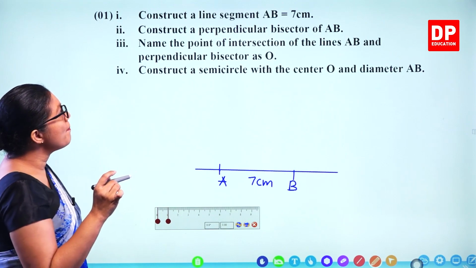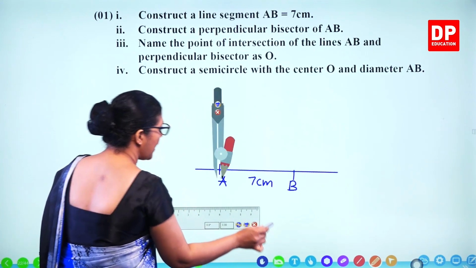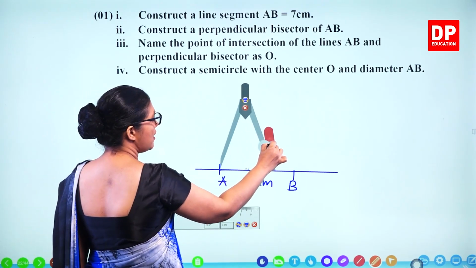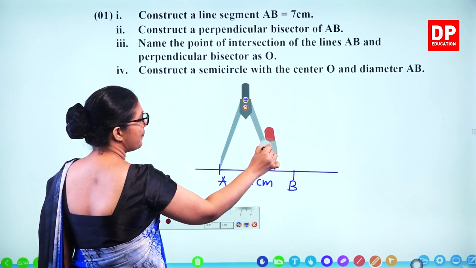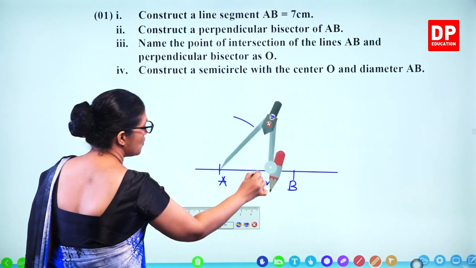Construct a perpendicular bisector of AB. So you need the compass again. You take any distance, normally more than half of the length. Draw an arc above as well as below.